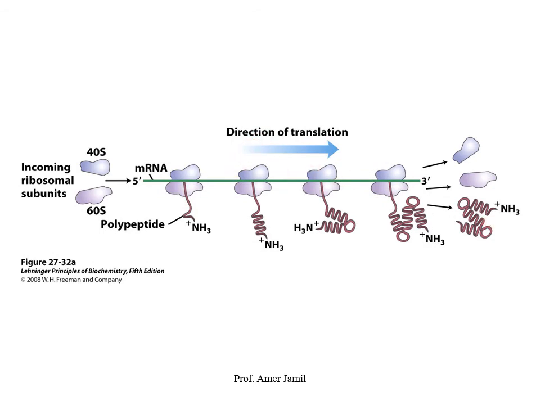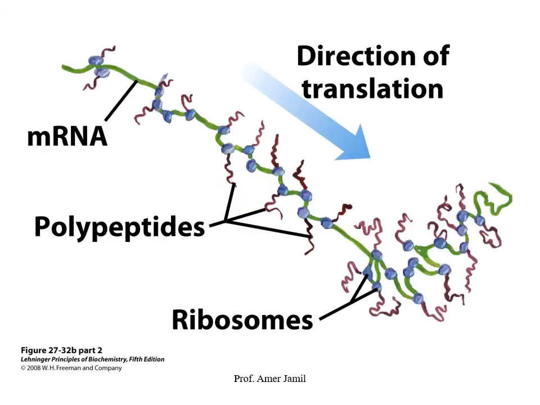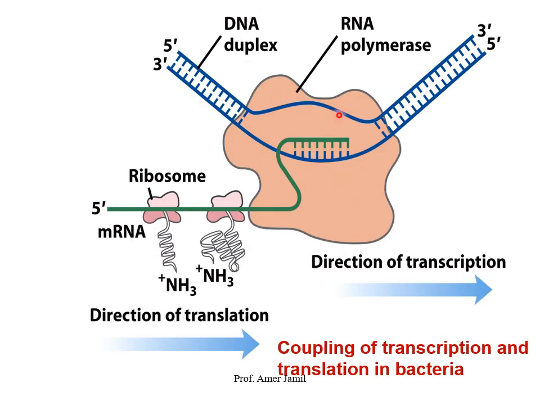So this is the direction of translation with more clarity, and polypeptides are being synthesized, and multiple ribosomes are there. One very important difference between prokaryotic and eukaryotic translation is the spatial difference. In case of eukaryotes, both these processes take place at separate places.